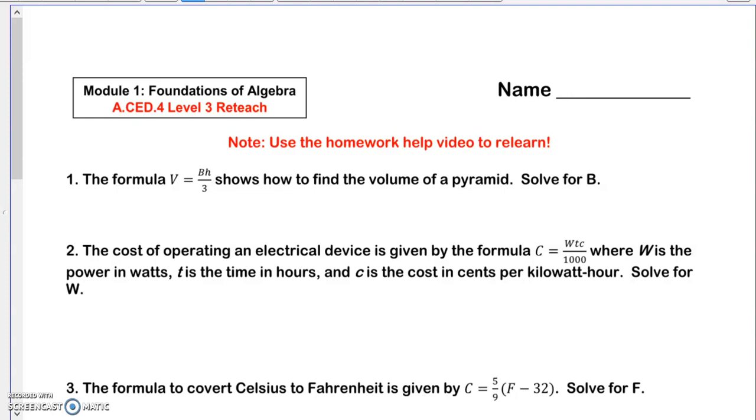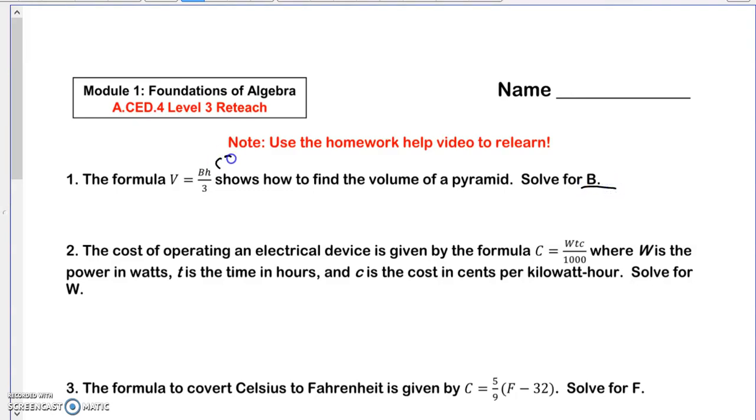Today we're doing Module 1, Foundation of Algebra, A.CED.4, Level 3, Reteach. So we're going to be using formulas. The formula V equals BH over 3 shows how to find the volume of a pyramid. We need to solve for B. So that's our goal, is to solve for B.